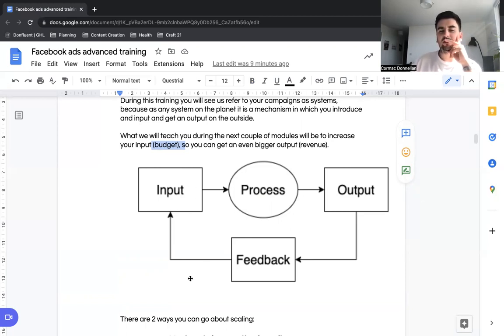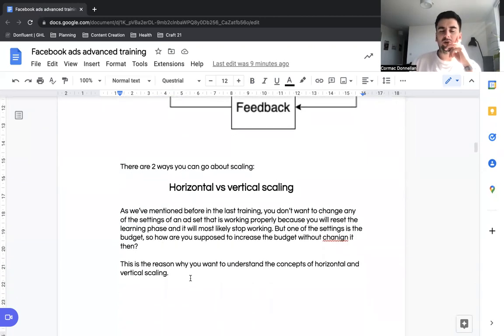Does that make sense so far? Yeah. Cool. So there are two ways you can go about scaling.